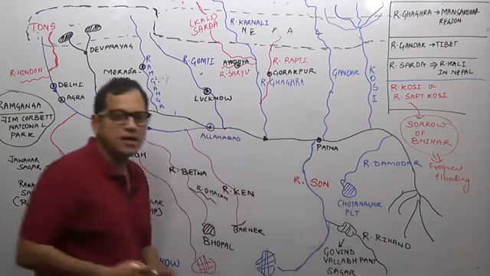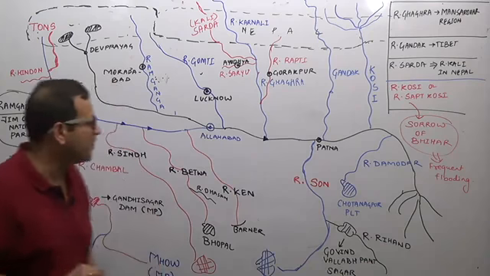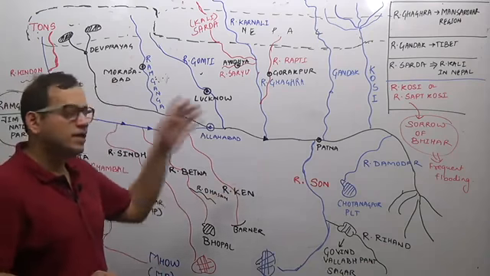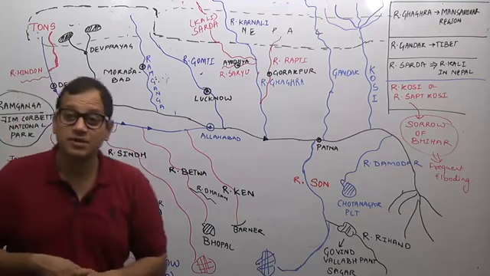Govind Vallabh Pant Sagar is located. That is also known as the Rihand Dam. And then we have River Damodar. So this entire thing is the Ganga river system.